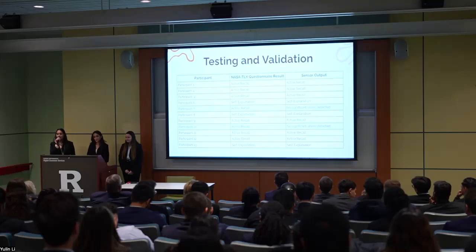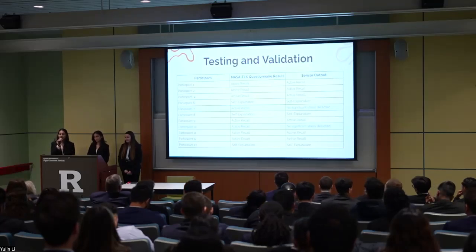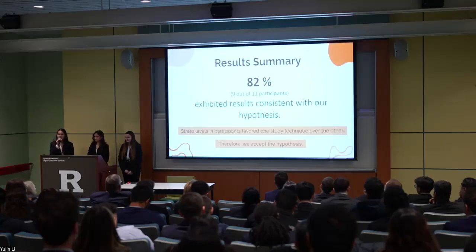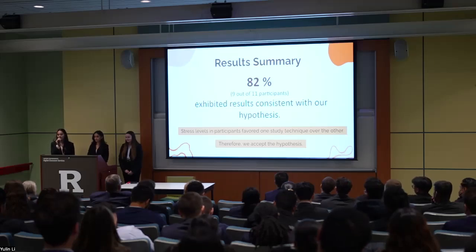So this is a summary of the testing and validation chart of what result they felt the most stressed for versus what our sensor said. And as you can see, only 2 participants did not have a significant amount of stress from our sensors to say which studying technique made them more stressed. So to summarize our results, 82% of our results were consistent with our hypothesis. So we can say that the stress levels in participants did favor one study technique over the other. Therefore, we can accept our hypothesis.